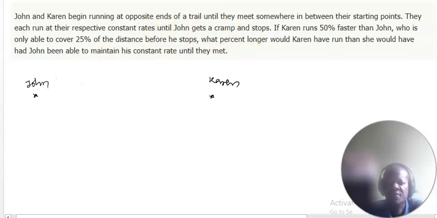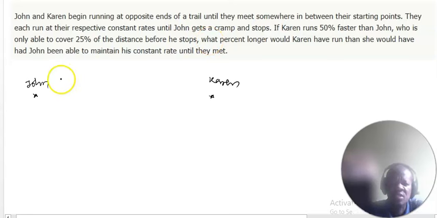and stops. If Karen runs 50% faster than John, who is only able to cover 25% of the distance before he stops, what percent longer would Karen have run than she would have had John been able to maintain his constant rate until they meet?